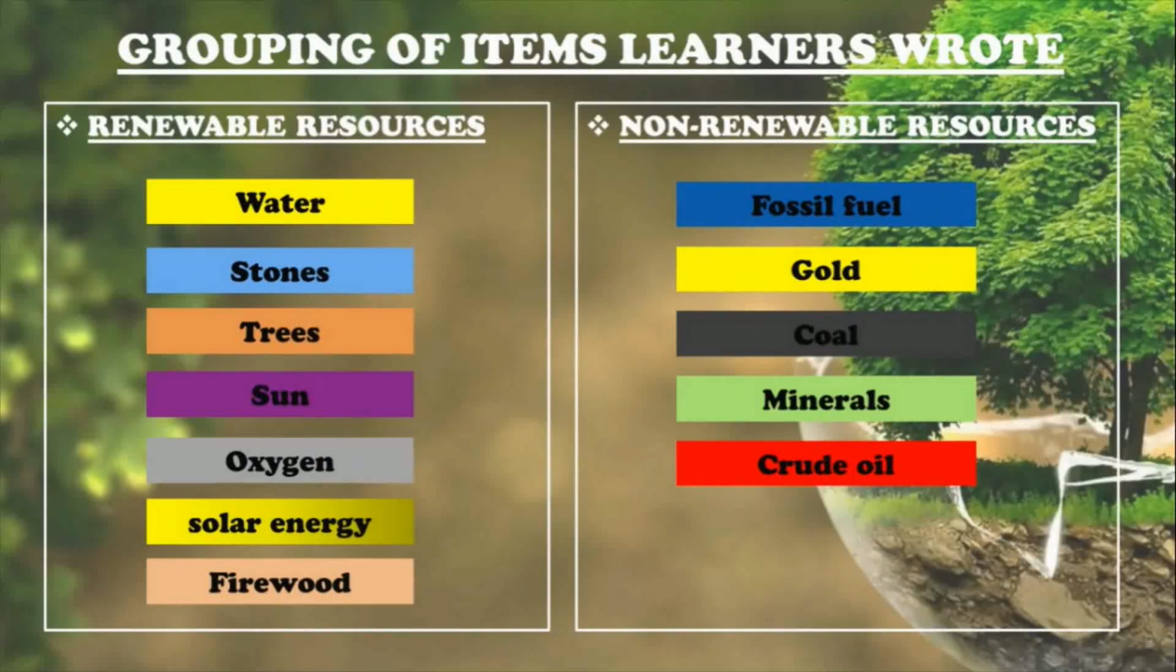So here is an example of how they might group their examples based on the previous slide we just looked at. So you can have your learners grouping them under renewable resources and the non-renewable resources. They can represent them in any way that they want. It could be drawing, it could be flashcards, it could be writing on the boards. Any way that the learners would want to express themselves, please allow them to do so.